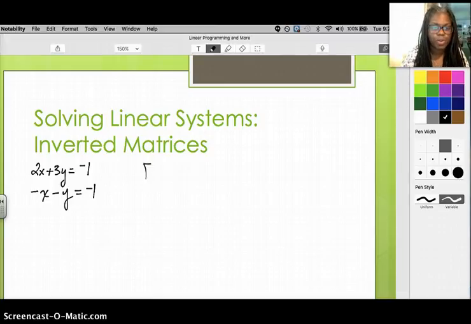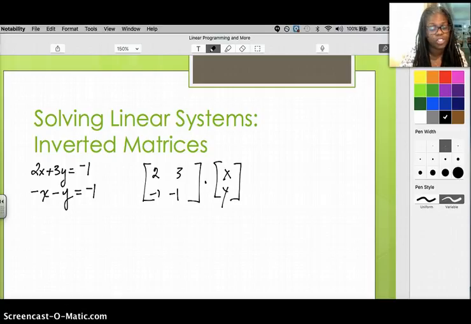We're going to write this as the product of the matrix [2, 3; -1, -1]. Notice I'm just using the coefficients there. And I'm going to multiply it by the, I've heard it called a column vector, this matrix [x; y], and it should equal this matrix [-1; -1]. All right, this column matrix.